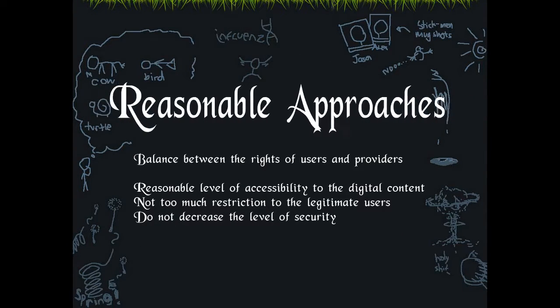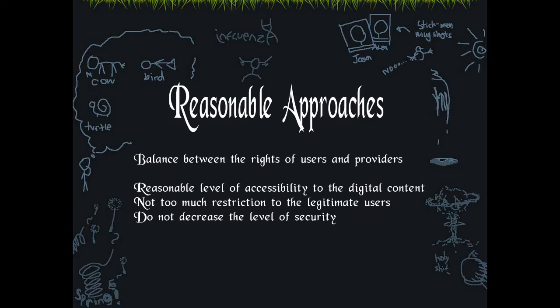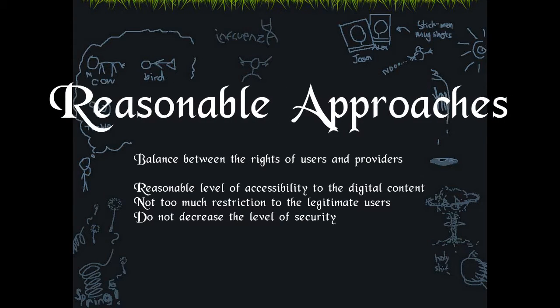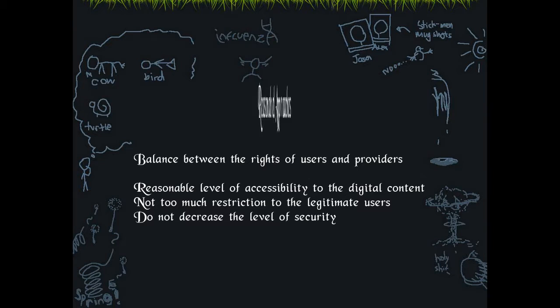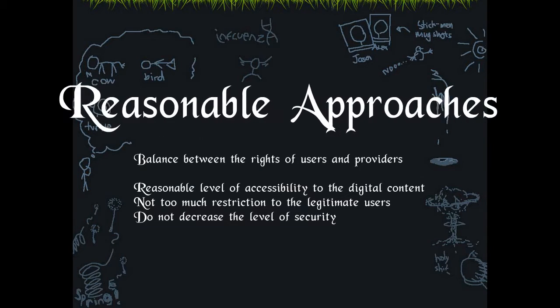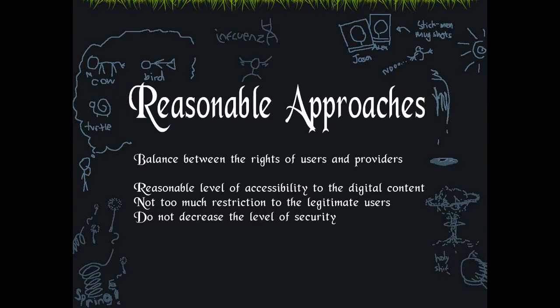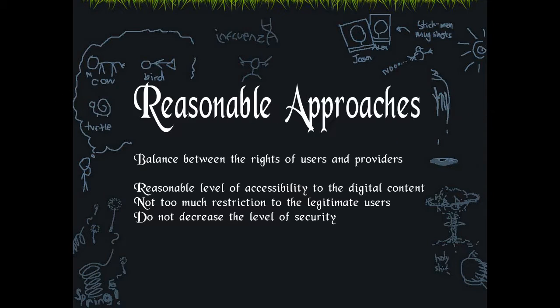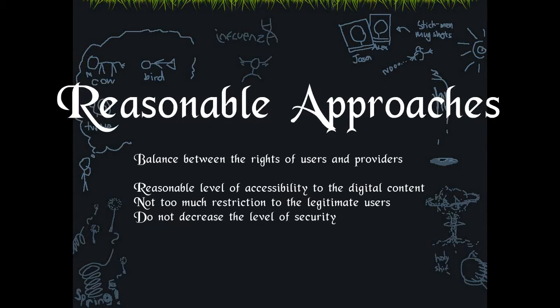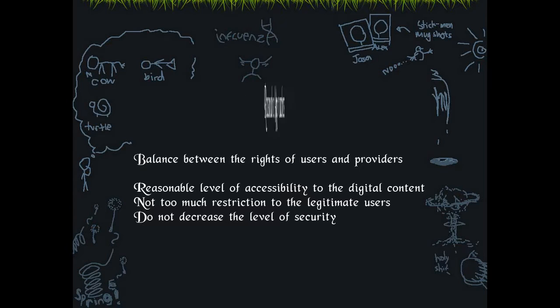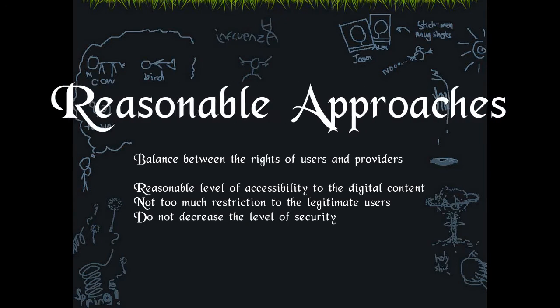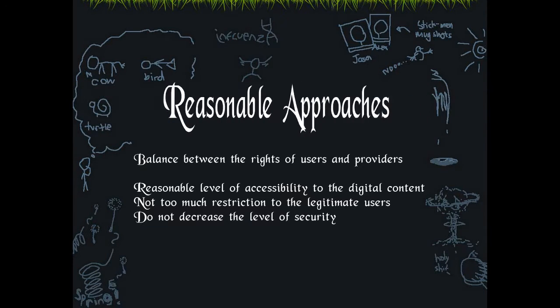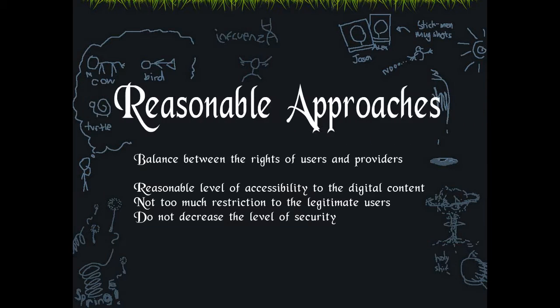The second solution for this problem is that distributors and providers of copyrighted digital content should choose reasonable approaches when applying DRM, which can balance the rights of themselves and the rights of their users. In the journal The Thorny Issue of DRM, the possible solution stated is for providers to give their users an accurate level of digital content accessibility.